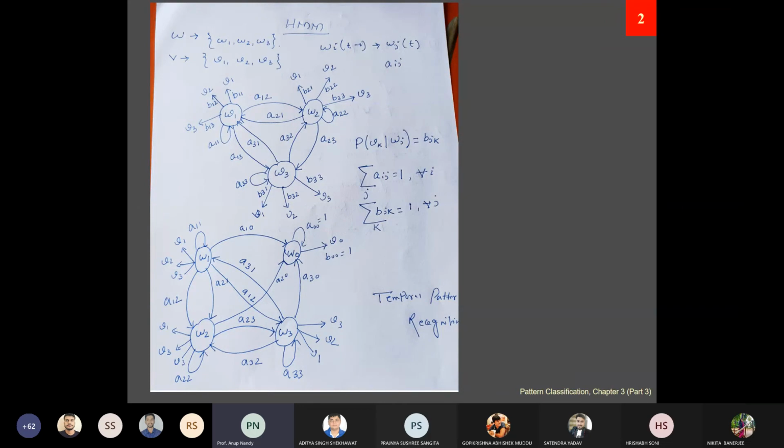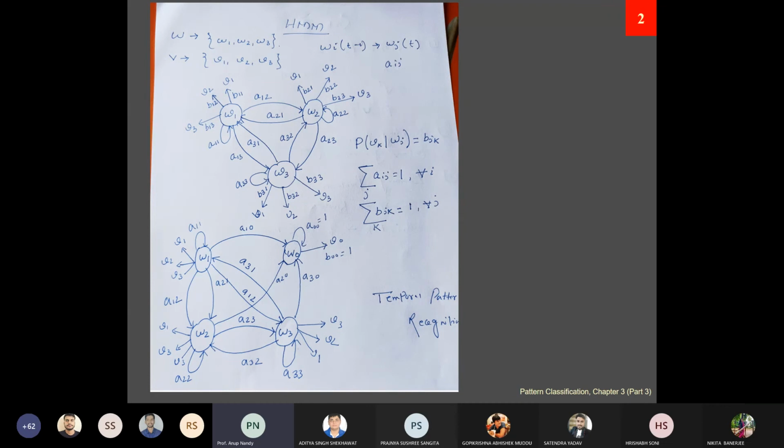As it emits an output symbol, that is V1, to generate this output symbol from a particular given state, it will incur some probability. What is the probability that this state will generate this observation V1? That is B11. B11 means state number 1 generates output symbol 1. Then B12: state number 1 will generate output symbol 2, V2. That is called the emission probability.